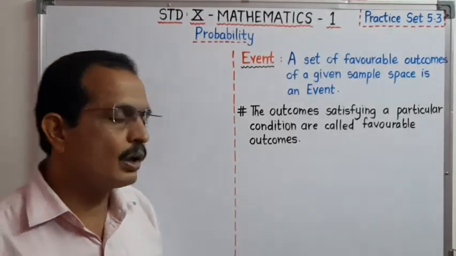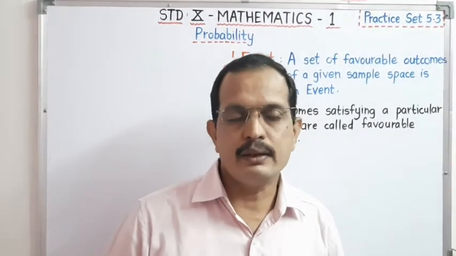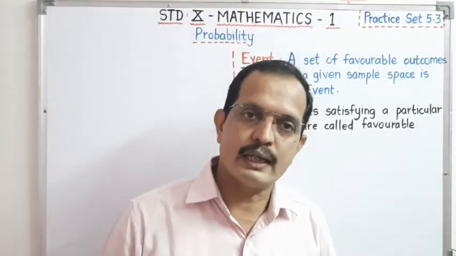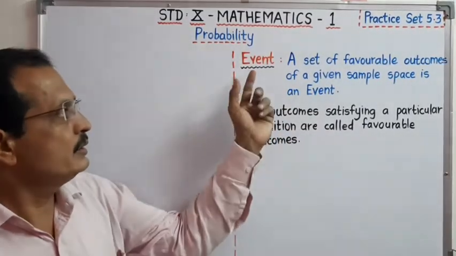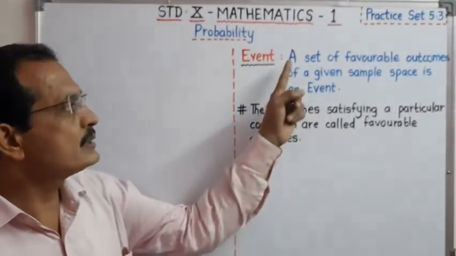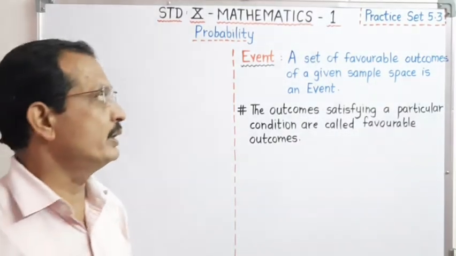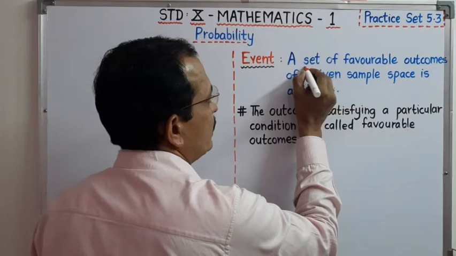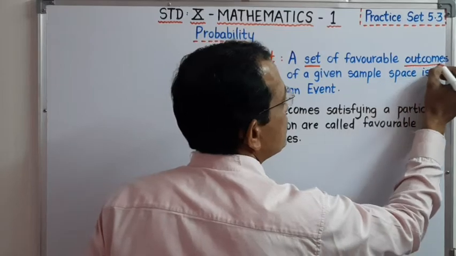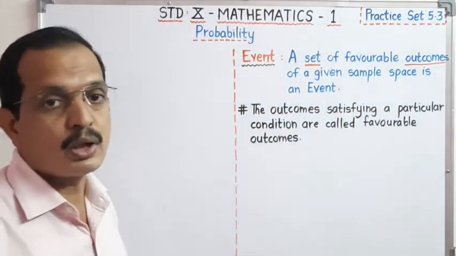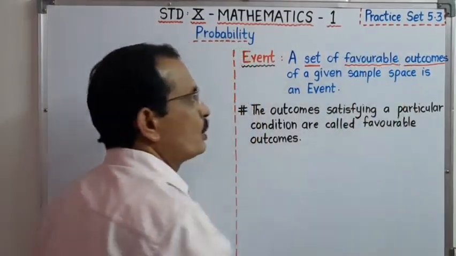Now see, dear student, all of you know what the outcomes are. Those outcomes we write in a curly bracket, and then it is called a sample space. Now we have to learn the event. The definition is: a set of favorable outcomes. That means it is a set of outcomes, but which outcomes? Favorable outcomes. What is the meaning of these favorable outcomes?